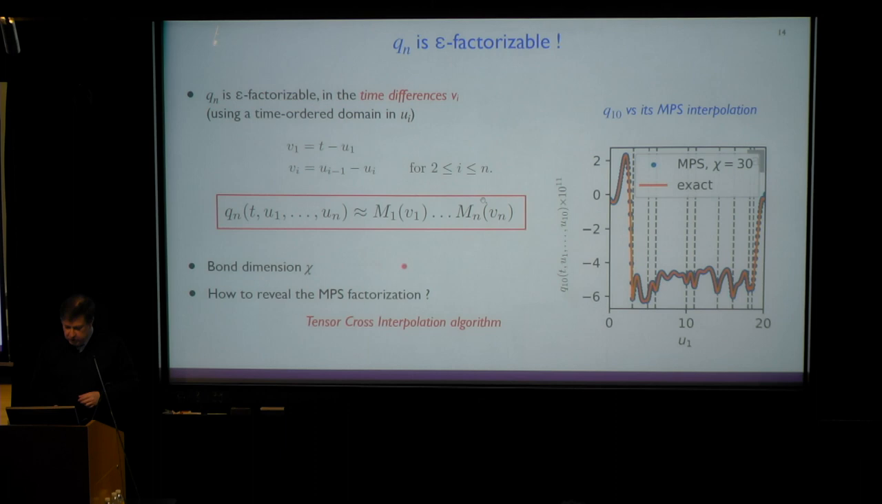Here is the plot of the function versus its MPS interpolation. The exact curve is the orange curve. The blue points are, you know, the MPS interpolation with a rank 30, which is very low, zero temperature in this problem. As you can see, it fits quite well. We took one point at random, so we just, you know, did the calculation. So the key question is, how do you reveal the MPS factorization? And to do that, I will need exactly the algorithms that Dimitri has explained before, the tensor cross interpolation. So before I go back to results, I will open a little parenthesis just to explain this algorithm. And then I will show, I mean, how the integration really works in that case and what we can do with it.